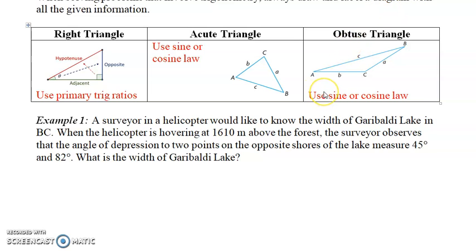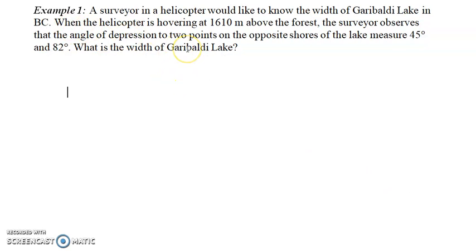Okay, so let's look at example 1. Example 1 says a surveyor in a helicopter would like to know the width of Garibaldi Lake in BC. When the helicopter is hovering at 1,610 meters above the forest, the surveyor observes that the angle of depression to 2 points on the opposite shores of the lake measure 45 and 82 degrees. What is the width of Garibaldi Lake?